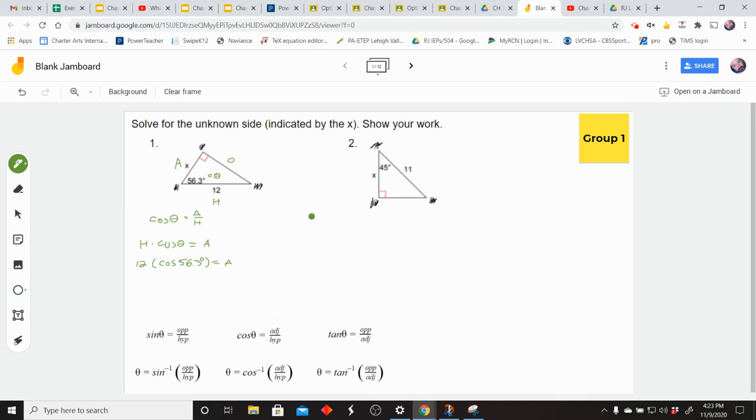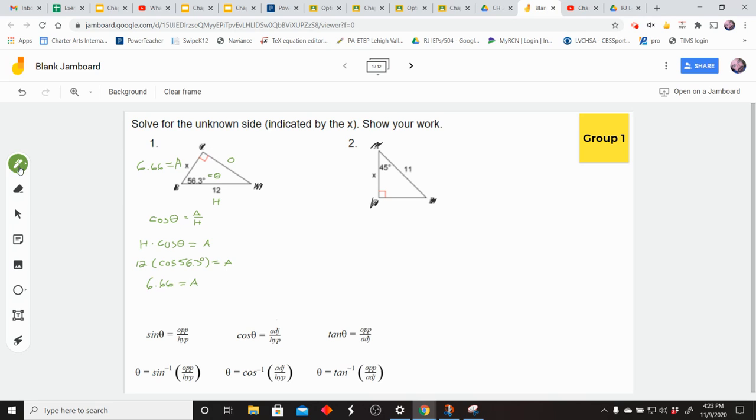I can do that very quickly in my calculator. 12 times cosine 56.3. And you end up with 6.66 is equal to A. So that's what A is equal to, 6.66.